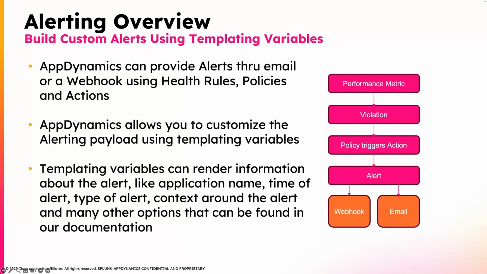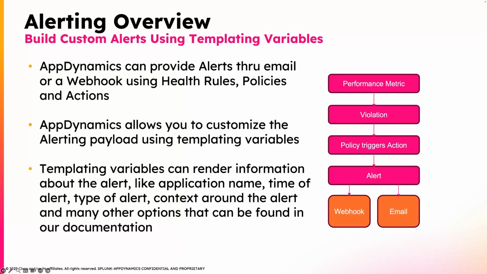You have a performance metric out there, then some sort of violation happens, a health rule violation or whatever. You have a policy set up that catches that health rule violation or event. It triggers an action, and the action sends an alert either through a webhook or through an email template. We allow you to use customized alerting payloads using templating variables. It's based on a technology called Velocity, which is an open source Java thing.